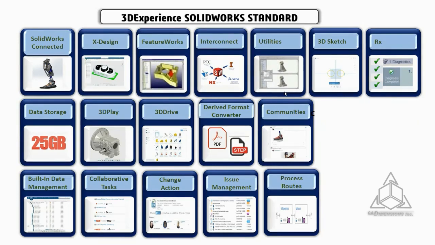There's a 3D drive for storing data and sharing data like Dropbox. You get 25 gigs of storage. You get automatic data conversion using the drive format converter. You get all the data management built in, which on desktop isn't until your pro level. And then you get added tools like tasks, change actions, issues, and routes.